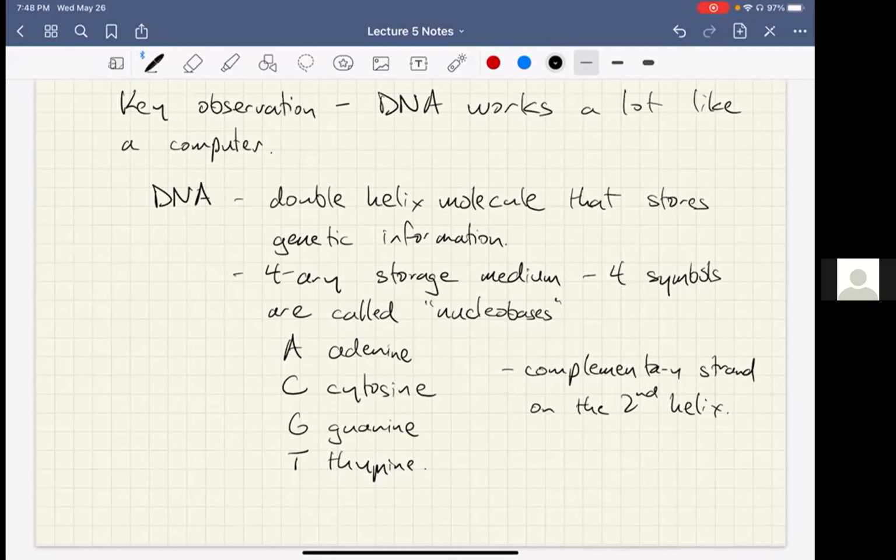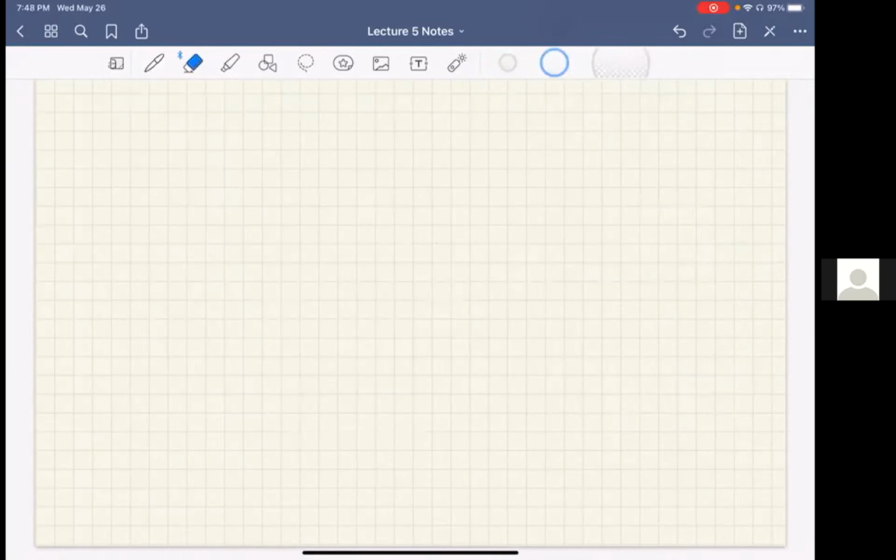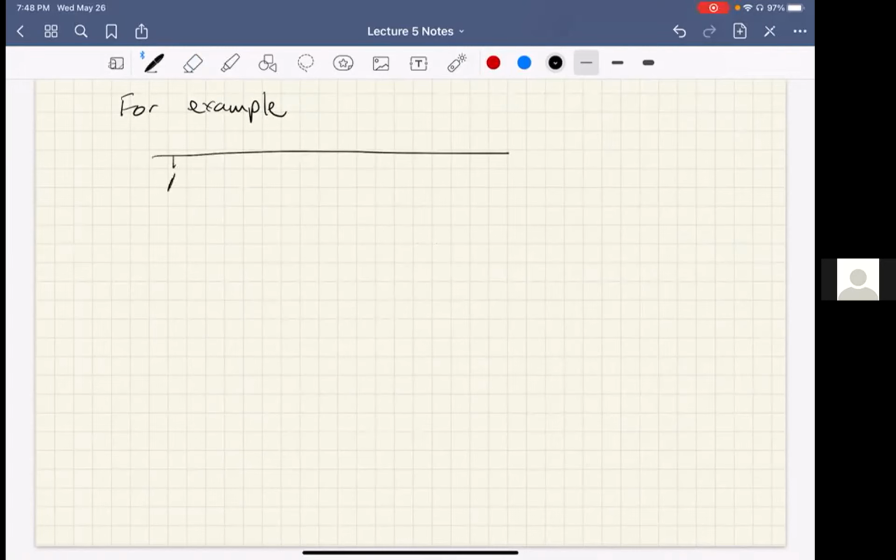The complementary nature is that A is complementary to C, and G is complementary to T. So for example, if you have on one strand of the DNA, let's say I have A, C, T, I'm just coming up with this off the top of my head. It's almost certainly totally meaningless. I'm just picking random bases. And so on.